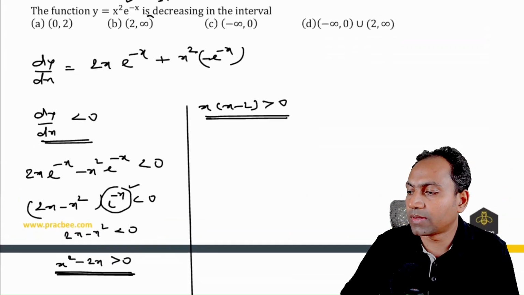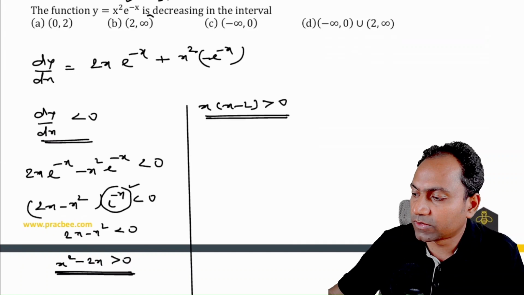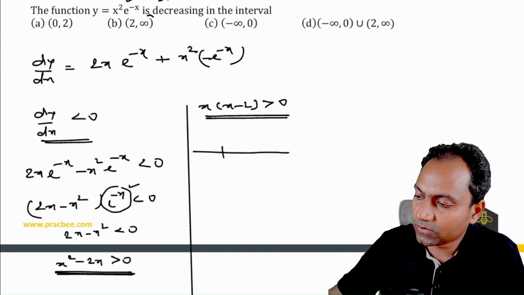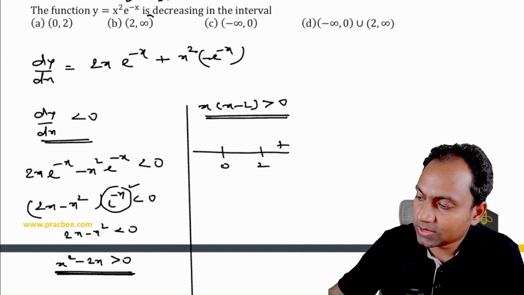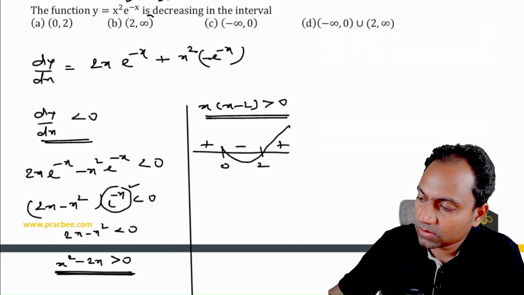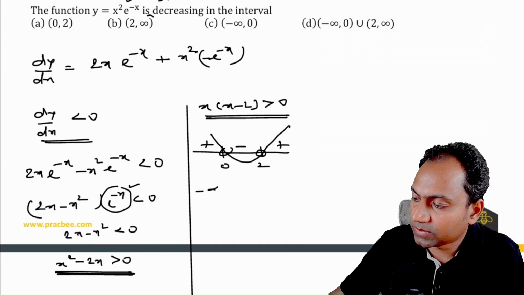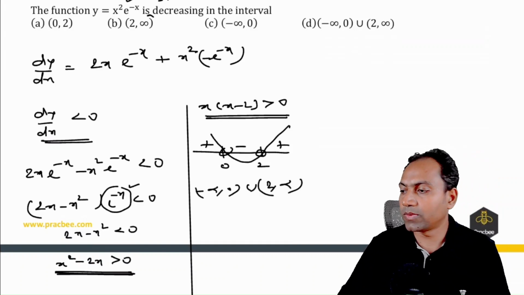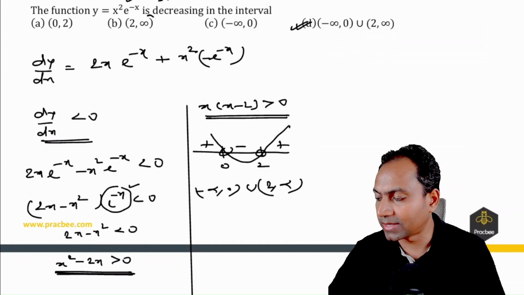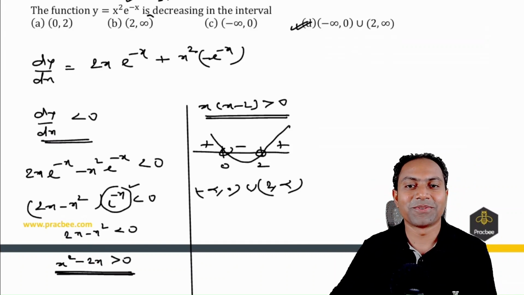Now what they want is basically the simplification of this part. So I can solve using method of intervals, plus minus plus. And these points are not getting included. So when it is going to be positive is minus infinity to 0 union 2 to infinity. And this is going to be your answer. You can see that the D option matches the description. So it is our answer.